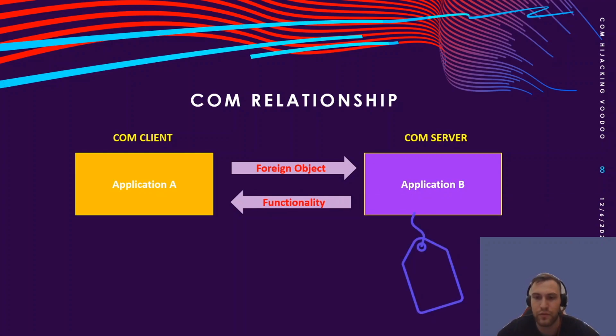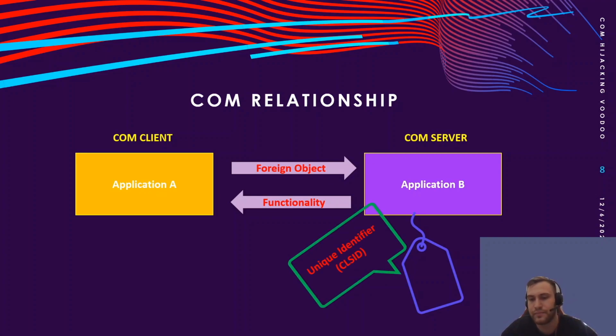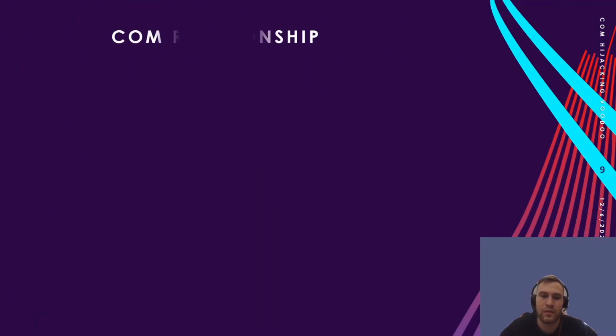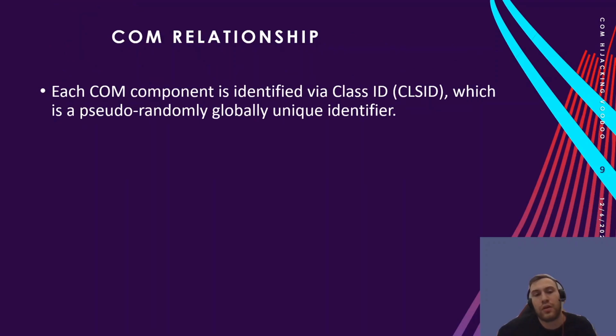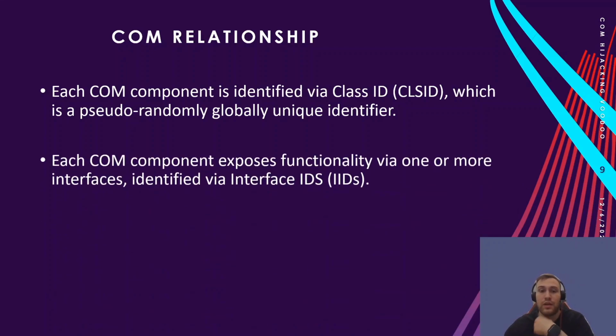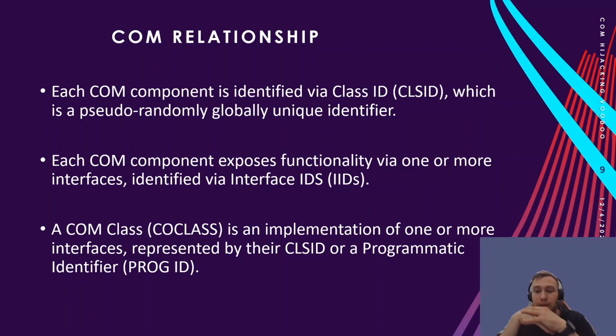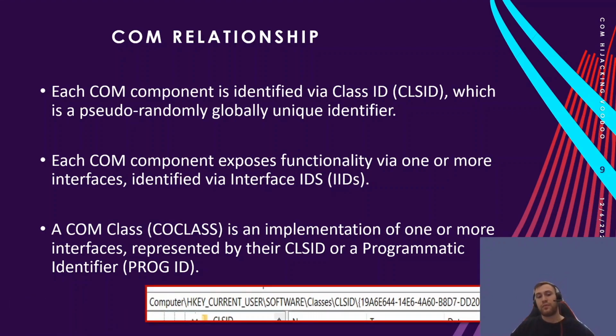Any component of application B has a unique identifier named class ID. Each component is identified via a class ID, which is a pseudo-randomly generated globally unique identifier. Each component exposes functionality via one or more interfaces, identified by interface IDs. A COM class is an implementation of one or more interfaces represented by their class IDs or programmatic identifiers, ProgID. This is an example of a class ID, probably in your system.